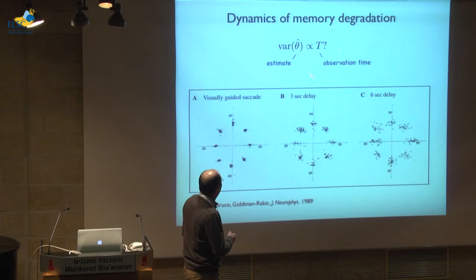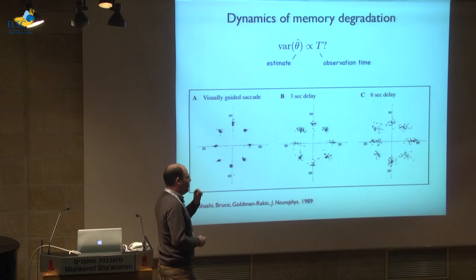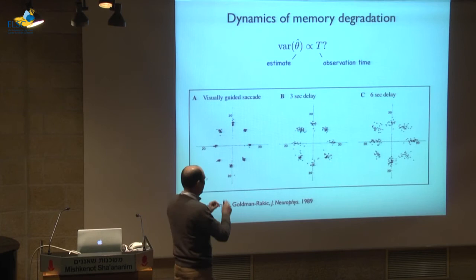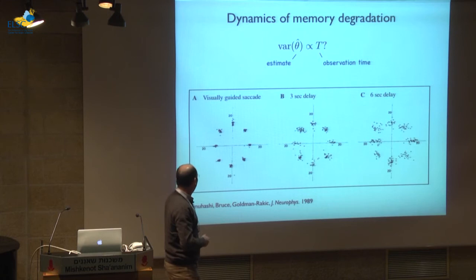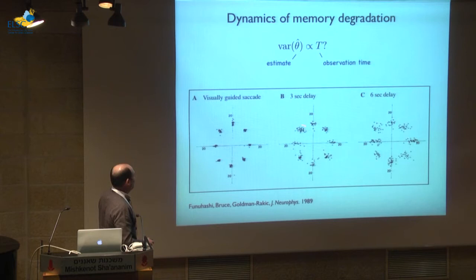And here's an example where something like this is seen in behavior. Here, monkeys were trained to fixate on a fixation point, and then in the periphery, at a certain eccentricity, they were shown another point in one of eight possible directions, and then they had to either saccade to that point immediately while it was being shown, as in this case, or the point was removed and they had to saccade to its position after a 3-second delay or a 6-second delay. I think you can see very clearly that the variance of the saccade increases as a function of time.